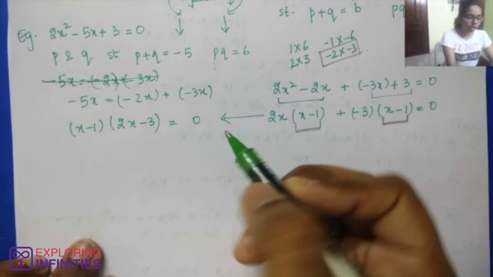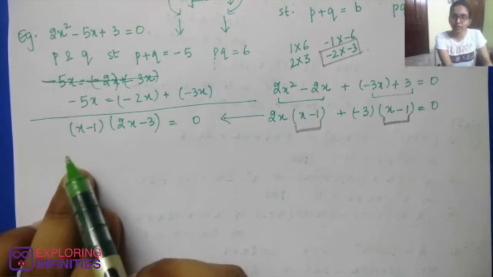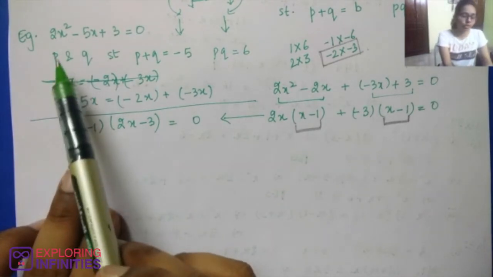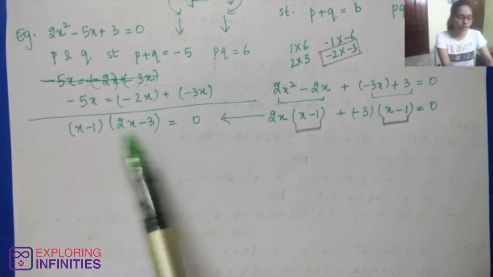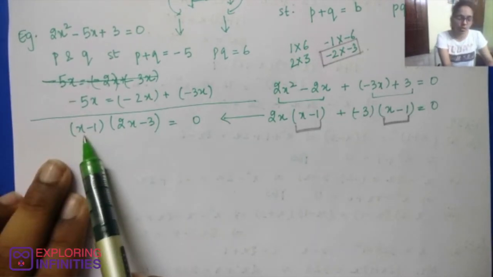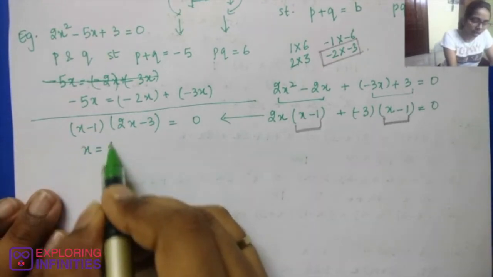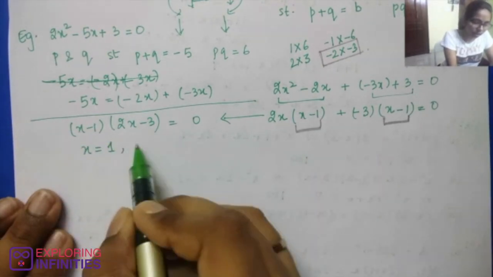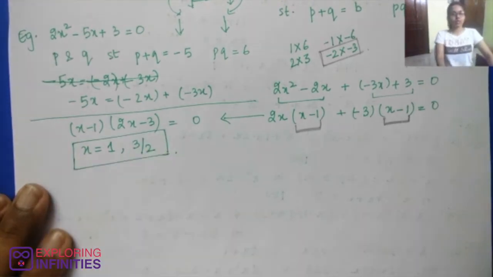So this is how you split your entire quadratic equation into two linear factors. So now from here you know how to solve it. Either this particular part is 0 or this particular part is 0. So basically you have x equal to 1 and x equal to 3 by 2. So x equal to 1, we solved as a part of our guessing work. So x equal to 3 by 2.